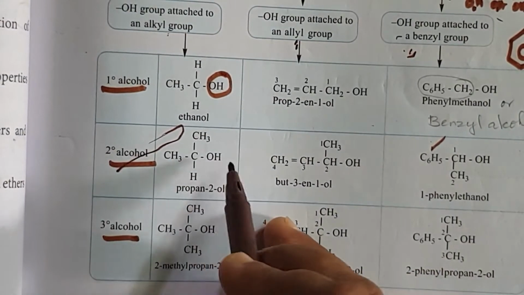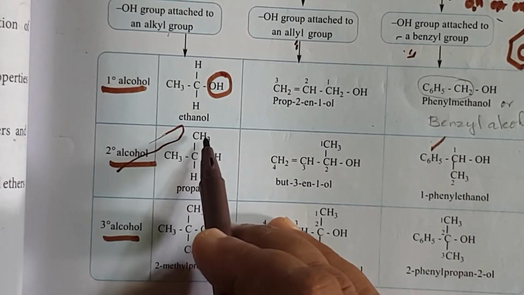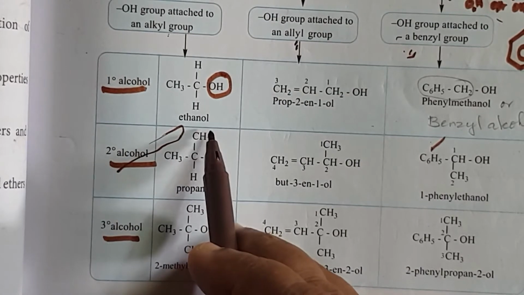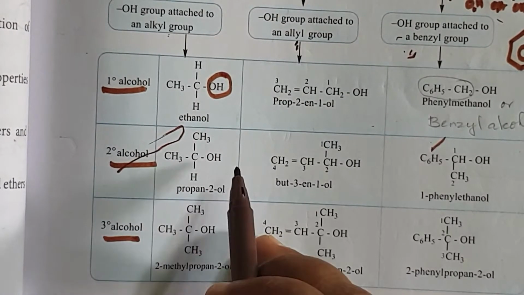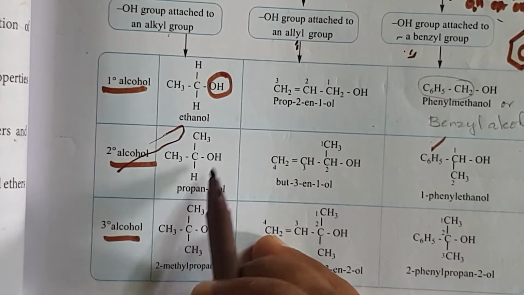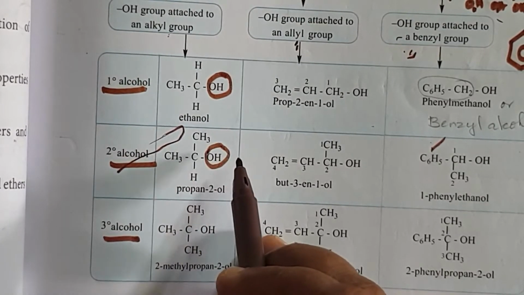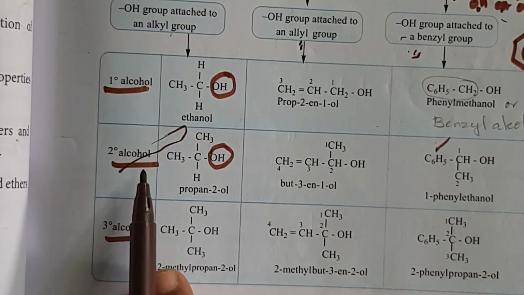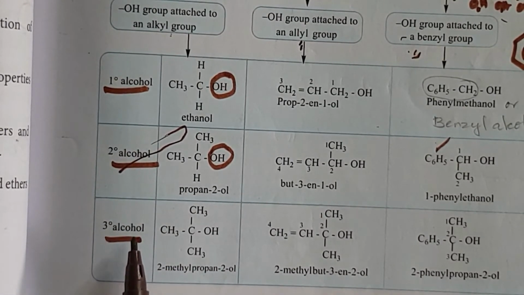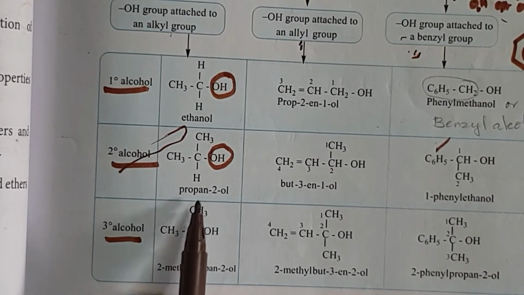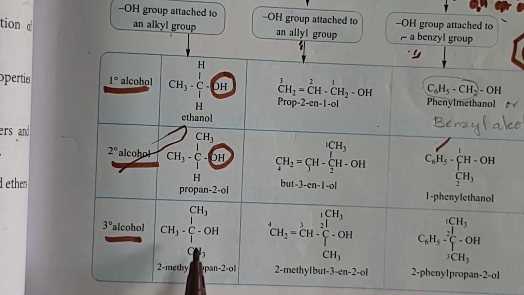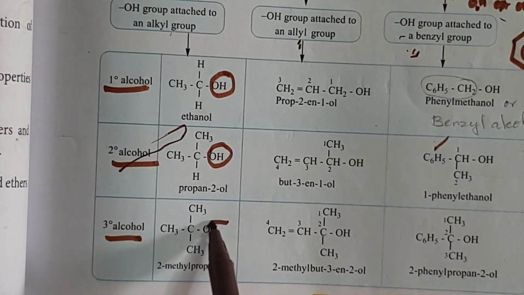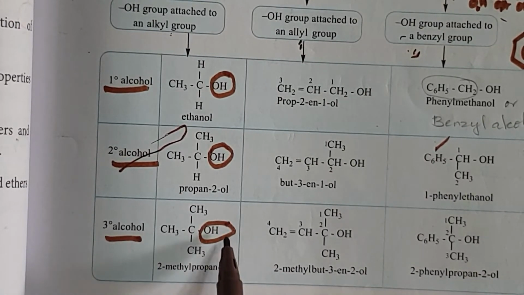In the same way, when a carbon atom is attached to two other carbon atoms, and hence has a CH and a functional group, it is called a secondary compound. And what is a tertiary compound? A tertiary compound is one in which the carbon atom is attached to three different carbon atoms, and there is no carbon hydrogen bond here, and a functional group is attached. This will be a tertiary compound.